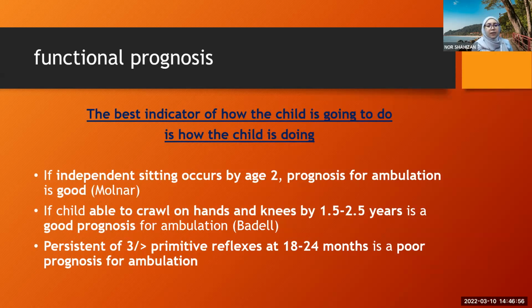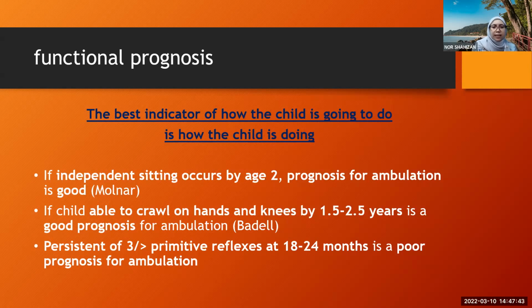If the child is able to crawl on hand and knees by 1.5 to 2.5 years, it is a good prognosis of ambulation. This is a study by Badel. However, from both studies, it was noted that if the child has persistence of 3 or more primitive reflexes at the age of 18 to 24 months, it is a poor prognosis for ambulation.